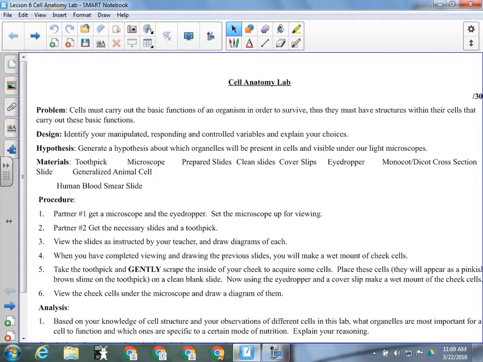All right, so watch and listen carefully here, guys. We'll go through the pre-lab stuff here. So what we're going to be looking at tomorrow are specifically the structures within a cell.